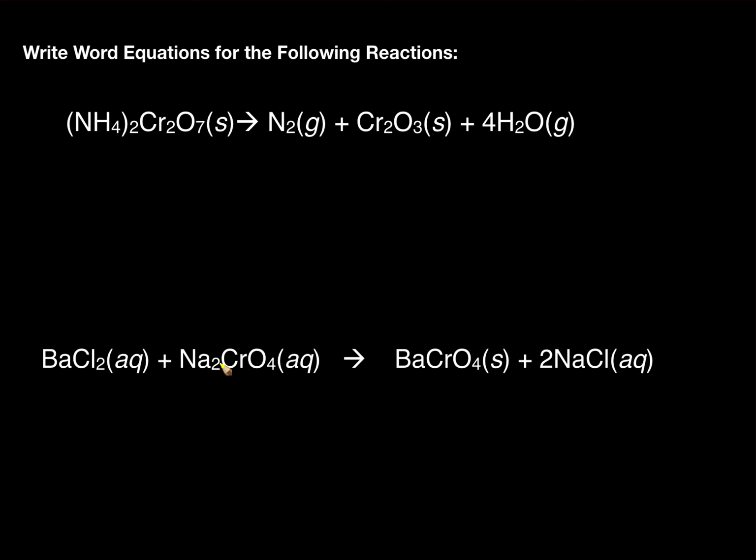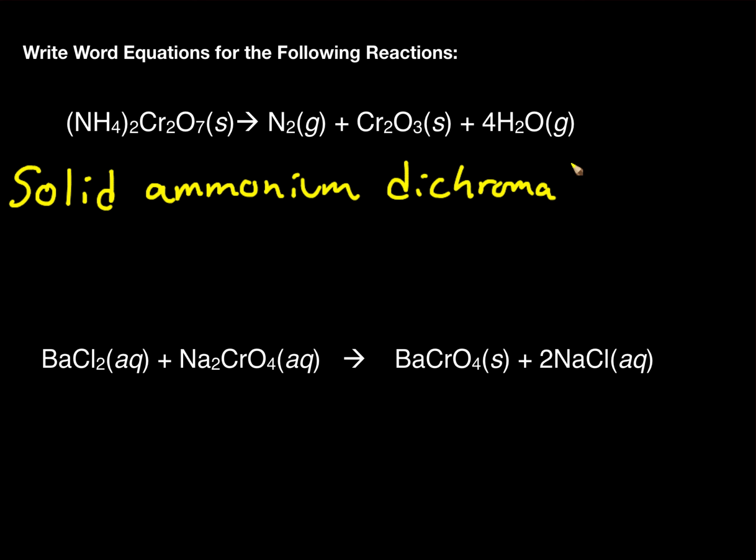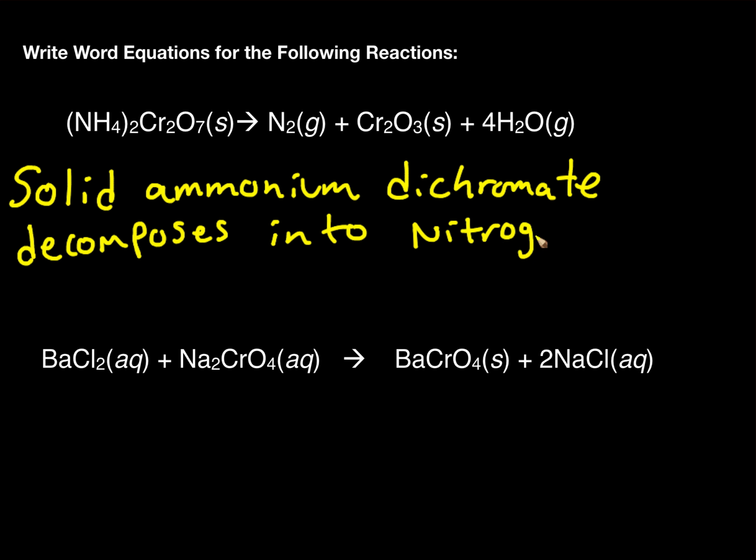Okay, so we look here. So we have solid ammonium dichromate, and since we only have one reactant here, we have a decomposition reaction. So I'm going to say decomposes, or you could say break down, or if you wanted to, just say produces, because we're going to the product side. So I'll say decomposes into nitrogen gas, and we see nitrogen is N2. Remember our diatomic molecules.